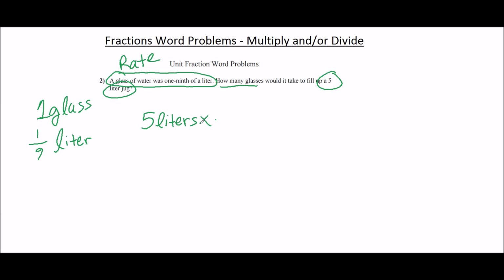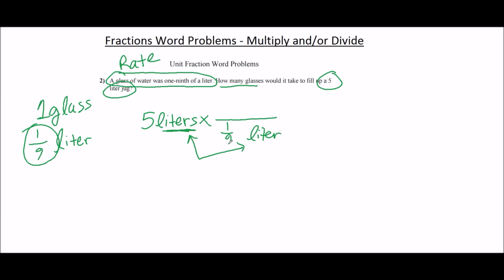Okay, and then I'm going to multiply that by my rate. And again, remember how we set this up. If I have liters here, that means I want liters or a liter on the bottom. I got to have that matchup. Okay, that liter has to go on the bottom. And in this case, the 1/9 of a liter is going to go on the bottom.